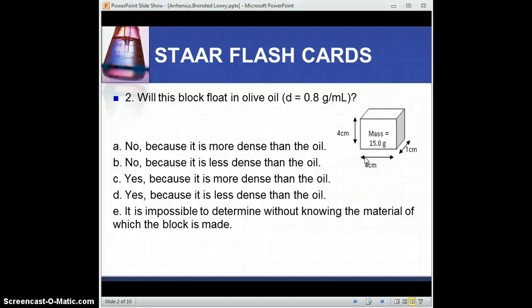So density is mass over volume, and the mass is 15 grams, and the volume is 16. So when you divide 15 by 16, you should get a density of 0.937 or 0.94. Since that density is actually less than the density of olive oil, that means it will sink, and the answer should be no, because it is more dense than the oil, because the density value would be higher.